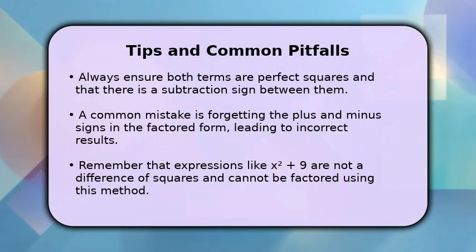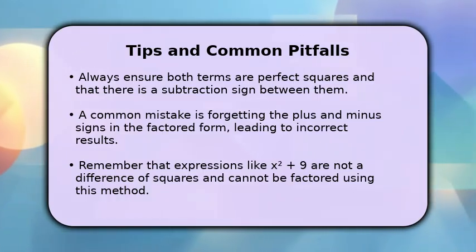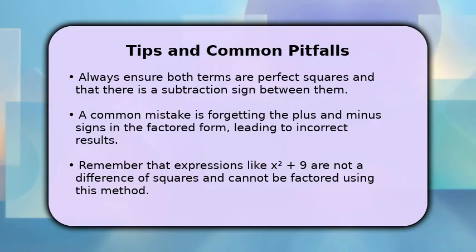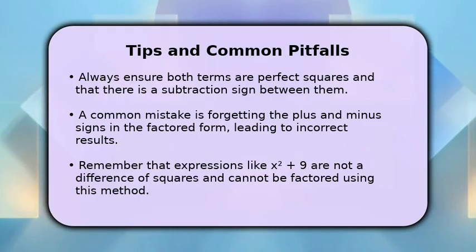When working with the difference of two squares, remember a few key tips. Always ensure both terms are perfect squares and that there's a subtraction sign between them. A common mistake is forgetting the plus and minus signs in the factored form. For instance, x squared plus 9 is not a difference of squares. Double-check your work by multiplying the factored terms back out to ensure they return to the original expression. This helps avoid errors and builds confidence.